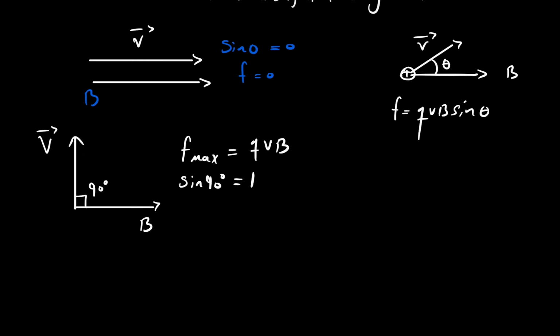Now, one of the most common things that we use with QVB when finding the force on a moving charge, as well as later on when you find the force on a moving charge in a wire, is understanding the direction of these movements using the left-hand rule or the right-hand rule.